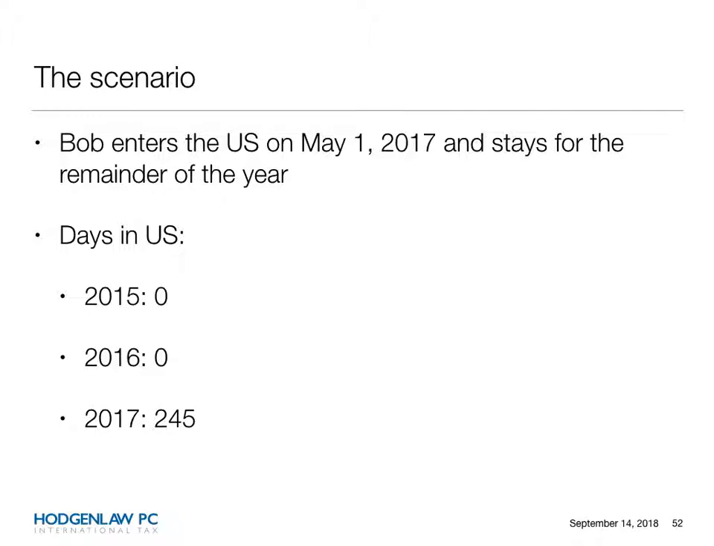So, setting up the scenario for this dual status tax return example, Bob enters the US on May 1st, 2017 and stays in the US for the remainder of the year. For the substantial presence test, in 2015 he was in the US for 0 days. In 2016, he was also in the US for 0 days. And for 2017, he was in the US for 245 days.